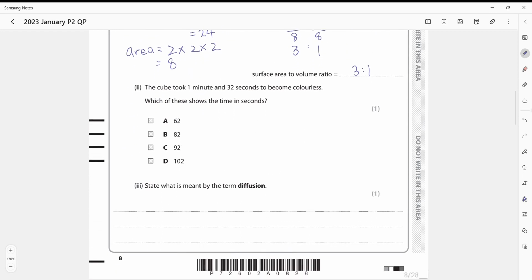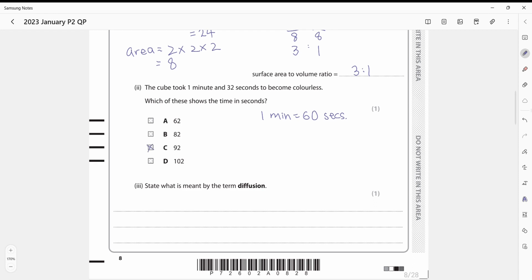Okay. Part 2. The cube took 1 minute and 32 seconds to become colorless. Which of these show the time in seconds? So we know 1 minute is the same as 60 seconds. So we'd do 60 seconds plus 32, and that would be 92.